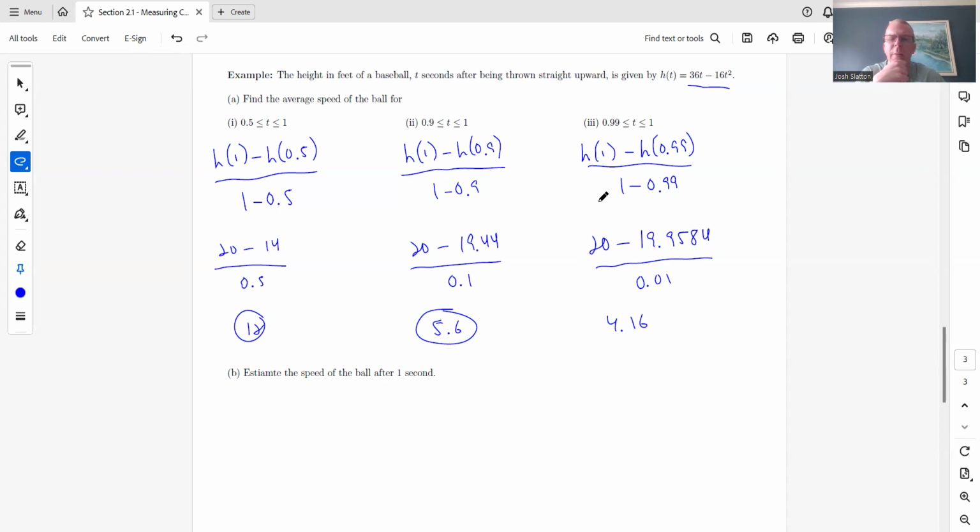We can see, maybe not as dramatically as the other one, that we're getting closer to 4. Let's do 0.999 just to see where that goes, because the next part is to estimate the speed of the ball after 1 second, so we need to get as close as we can. Let's see what happens here.